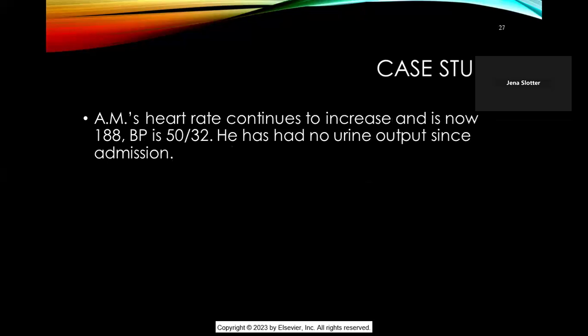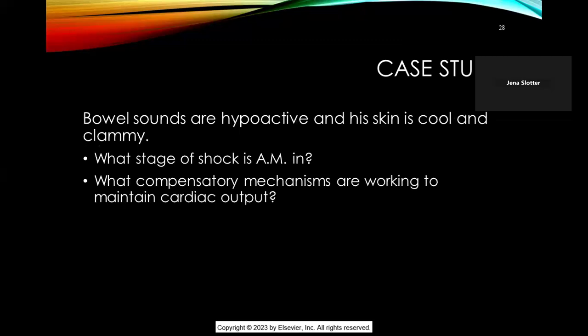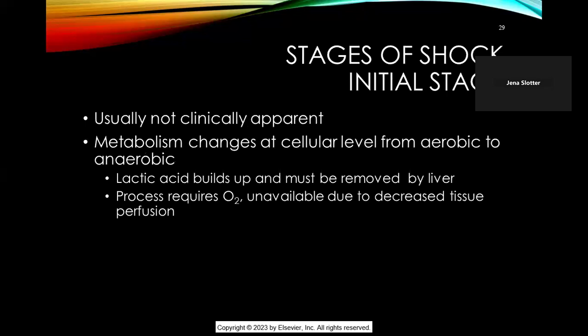Continuing on, we see that his heart rate is continuing to increase. Now it's 188. His blood pressure is 50/30. He's had no urine output since admission. His bowel sounds are hypoactive. His skin is cool and clammy. What stage of shock is he in? We haven't gotten to the stages yet, so that's what we're going to talk about next. He'll be in the compensatory stage. And then what compensating mechanisms are working to maintain his cardiac output? We're going to talk about that in these next slides.